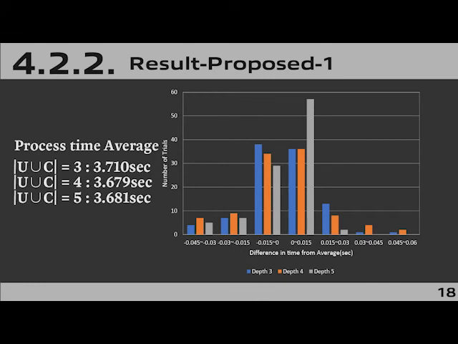Next, we show the result for proposed 1. The average execution time is around 3.9 seconds, which is more scattered than the existing method but follows a normal distribution.